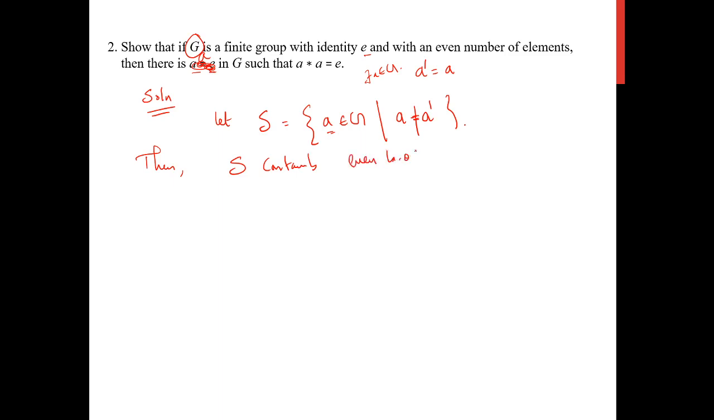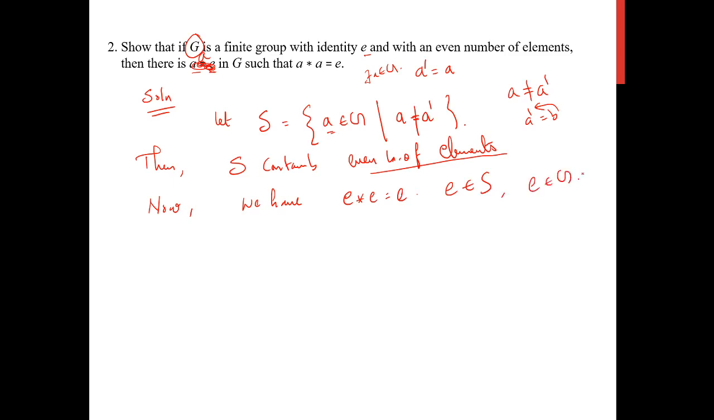Even number of elements, because if A is not equal to A inverse, then if B is the inverse of A, then B must belong to S. So this S contains an even number of elements. Okay. Now we have E is the identity element, E star E equal to E, right? So E doesn't belong to S, but E belongs to G because G is a group.